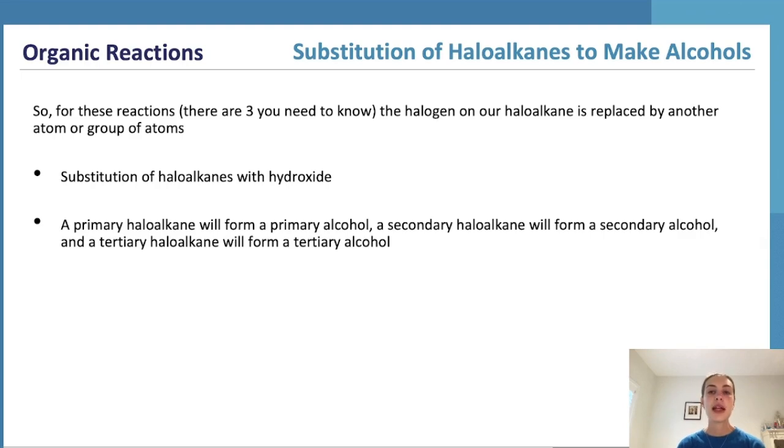The next one we can look at is the substitution of haloalkanes to make alcohols. There are 3 types of these which we can look at, and in each case the halogen on the haloalkane is replaced by another atom or a group of atoms. We've got the substitution of haloalkanes with hydroxide, and in this case a primary haloalkane will form a primary alcohol, a secondary haloalkane will form a secondary alcohol, and a tertiary haloalkane will form a tertiary alcohol.